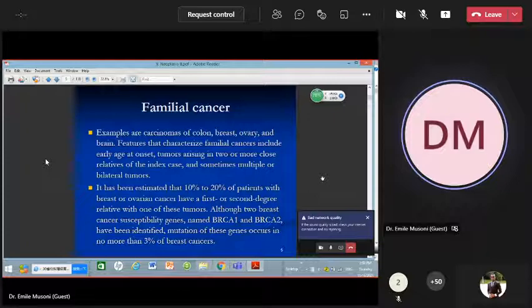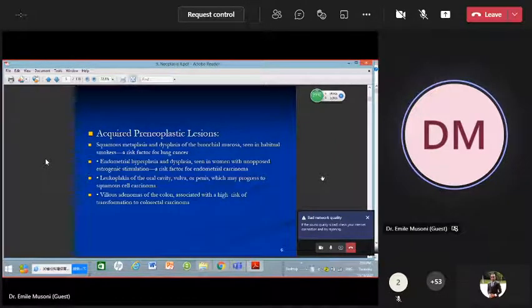But don't think every case of breast cancer is familial. To check if it is familial, there are some genes you have to check, like BRCA1 and BRCA2. Those mutations occur in no more than 3% of breast cancers. But when this gene is there, it means the patient's relatives have more chance to develop cancer.